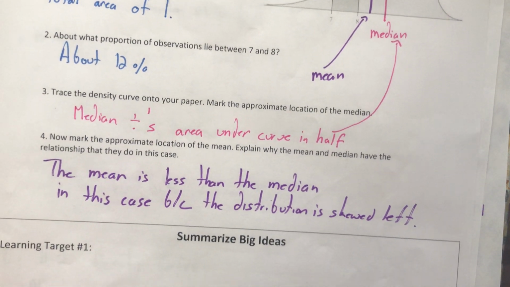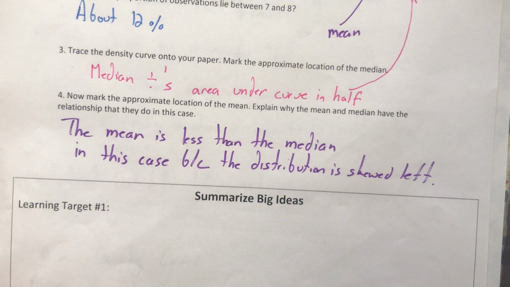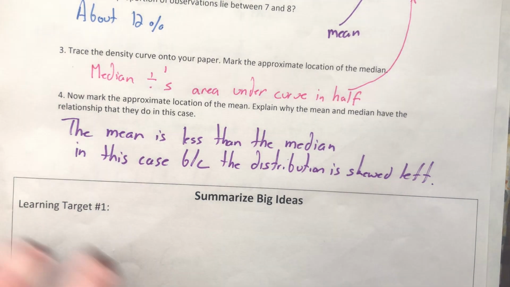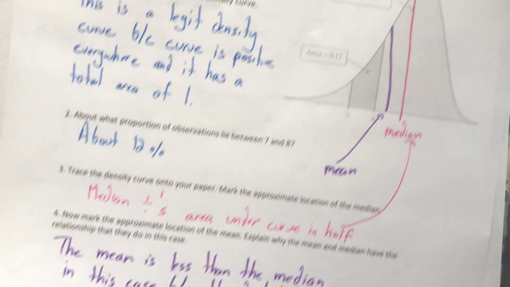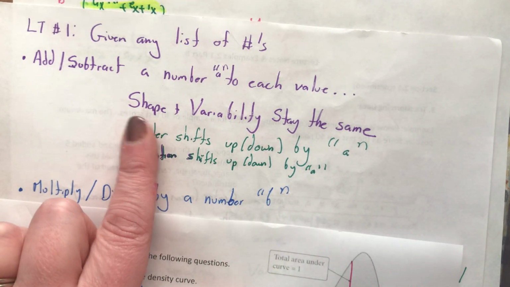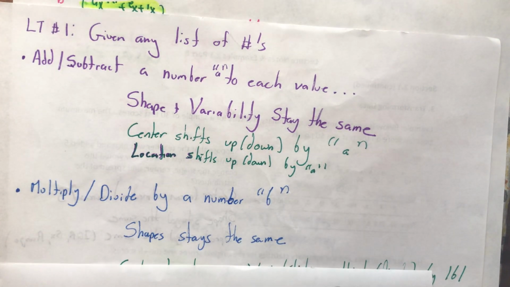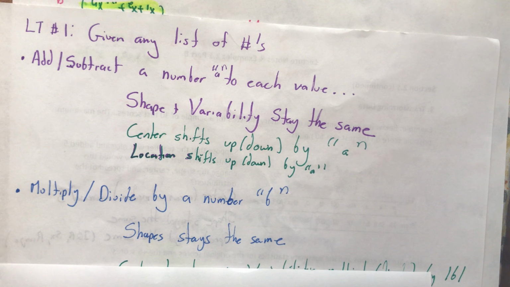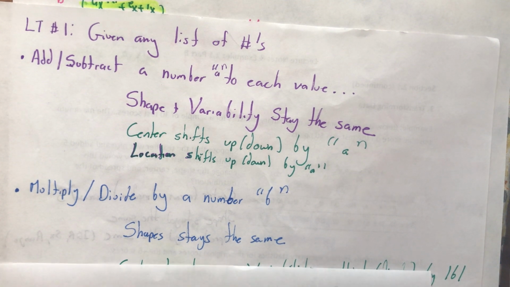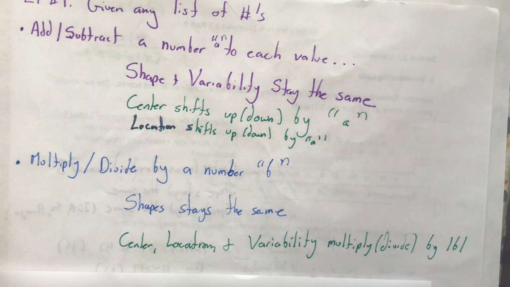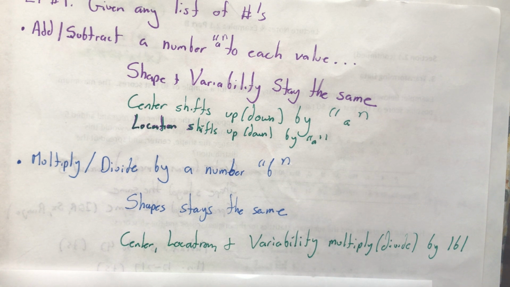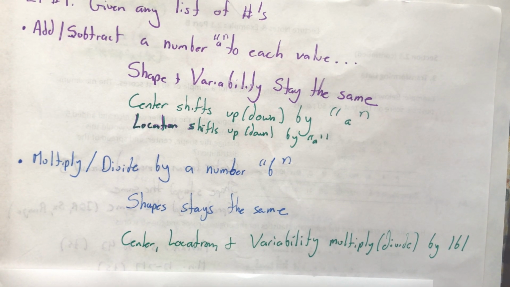All right, so now it is up to you to go through and summarize the big ideas from this lesson, learning target number 1 and learning target number 2. Again, when you are summarizing, I definitely would suggest that you make it nice and clear to yourself what happens when you add or subtract a number to each value, and what happens when you multiply or divide each value by a number b, and how that affects your shape, center, and spread.